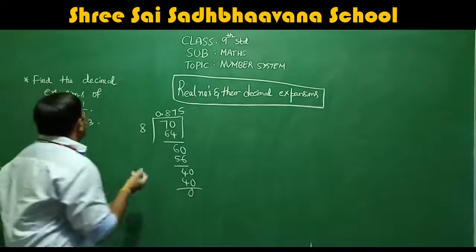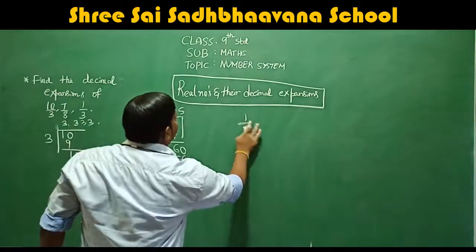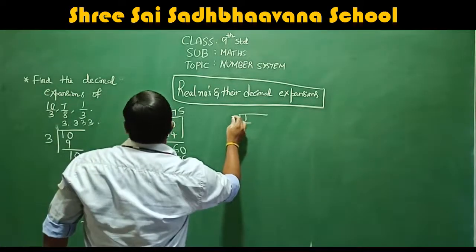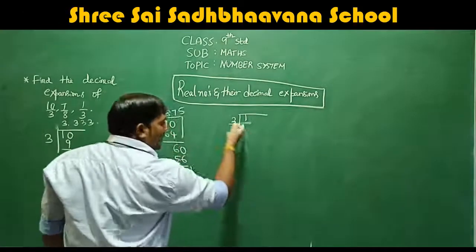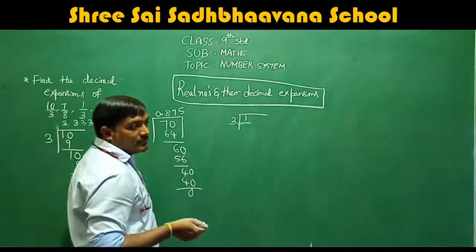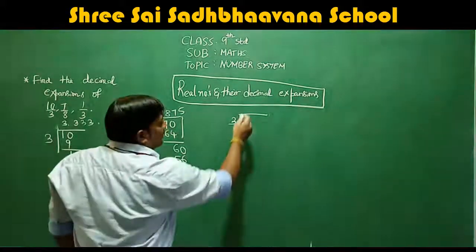Next we will go with the next division, which is 1 by 3. How can we divide 1 by 3? Again, obviously, 1 is less than 3, so take 0 point.